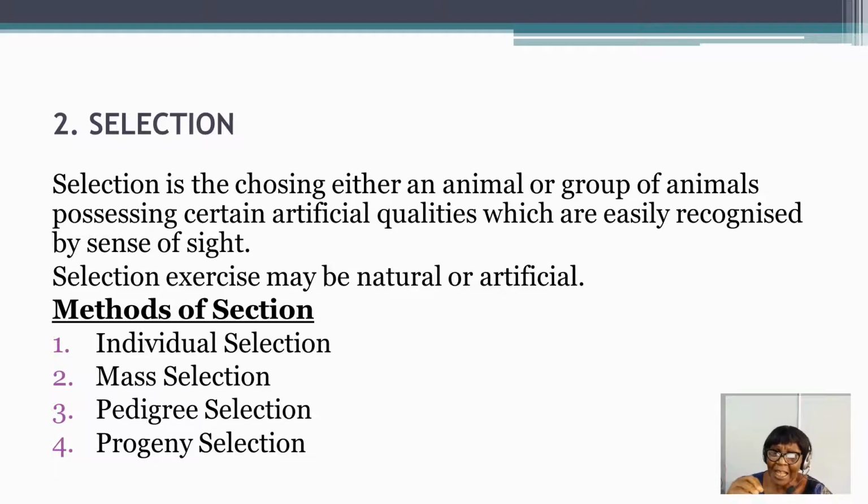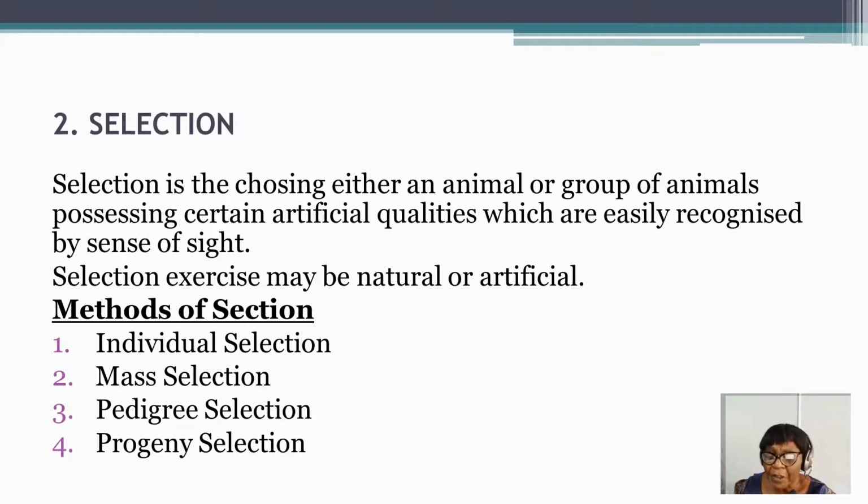When you are selecting, there are certain things you bear in mind. How do you select? We have what we call individual selection, picking one animal out of many. There are many, but there's a particular animal you pick. You leave the other, you pick the other. We call it individual selection. We also have mass selection, where you select in group. Then we have pedigree selection. And then we have progeny selection.